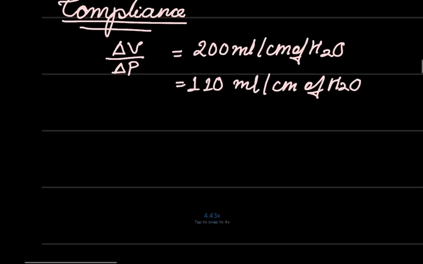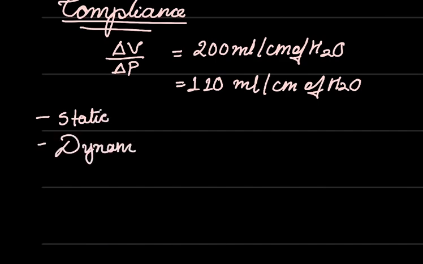We have two types of compliance. One is static compliance and the other is dynamic compliance. Static compliance is the compliance of the lungs when airflow is not there. And dynamic compliance is the compliance of the lungs when airflow is there. Because air resistance plays a very important role during dynamic compliance, it is lesser in comparison to that of the static compliance. Now, compliance is very different for expiration as well as inspiration.